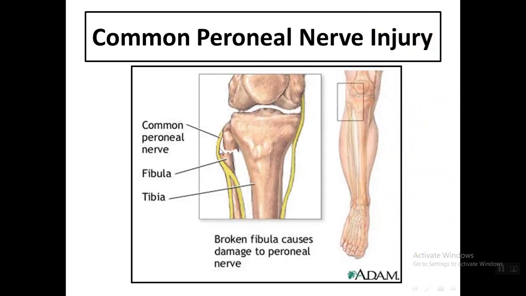Now, as we said before, the common peroneal nerve is superficial, just below the skin, behind the head of the fibula and around the neck of the fibula, so it is liable to injury. Because of its closeness to the head and neck of the fibula, if there is a fracture or broken fibula, it will cause damage to the peroneal nerve.